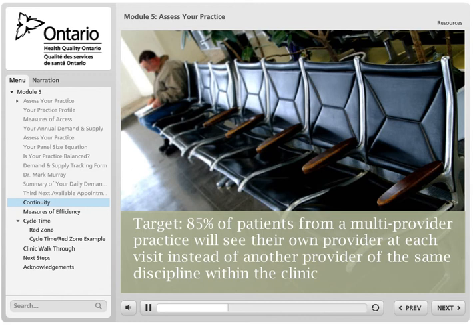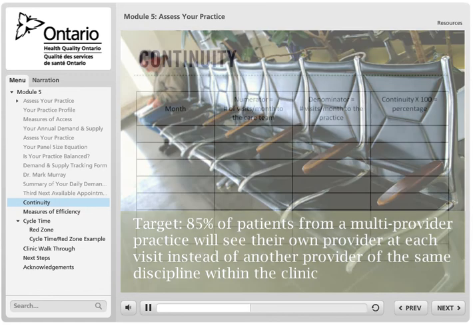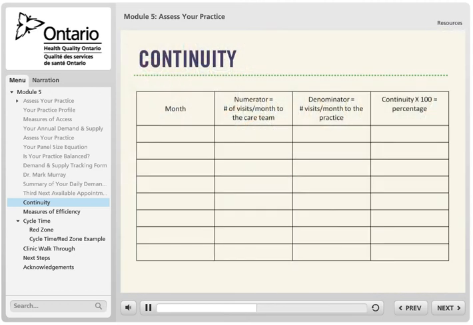To calculate continuity, first identify the number of patient visits for each provider the patient saw in the practice during the past 30 calendar days. Dr. Reynolds' office staff looked back 1 month and saw there were 392 visits to the practice from her patients. 287 of these patient visits were with Dr. Reynolds. Using this calculation, we can see that Dr. Reynolds saw her patients 73.2% of the time, just below the 85% continuity target.